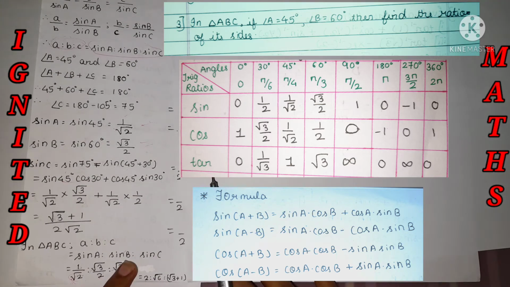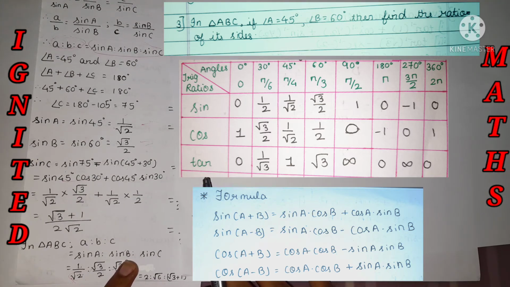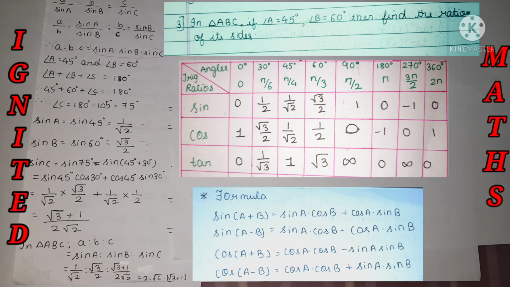Okay. The last thing I have done over here is rationalize the denominator: root 2 over here, 2 root 2 over here. So I multiply by root 2 over here and 2 over here, at numerator and denominator. If we do the calculation, we will be getting the answer over here.